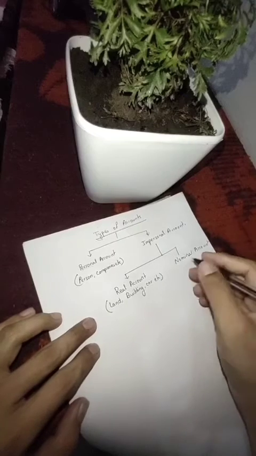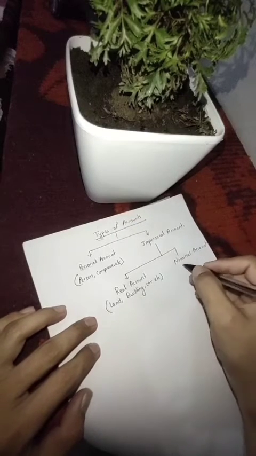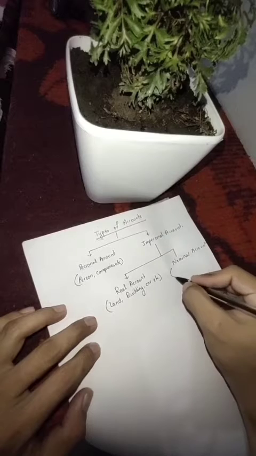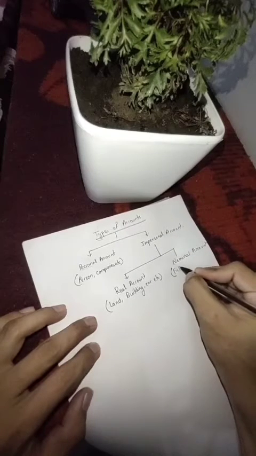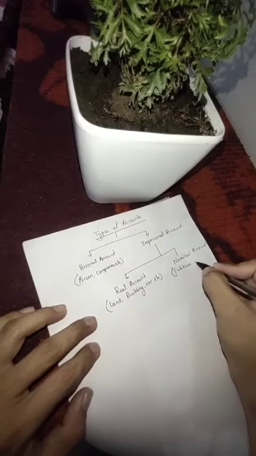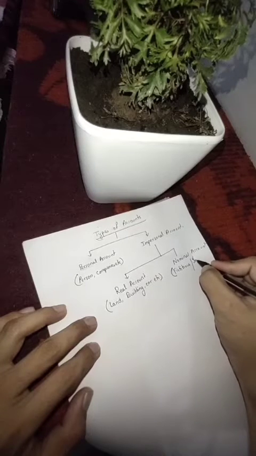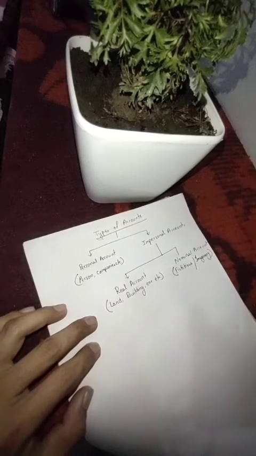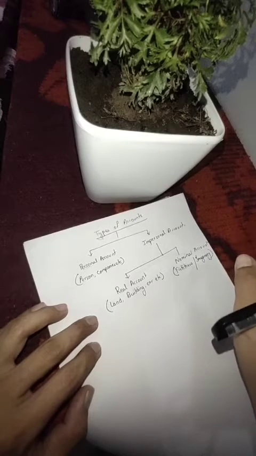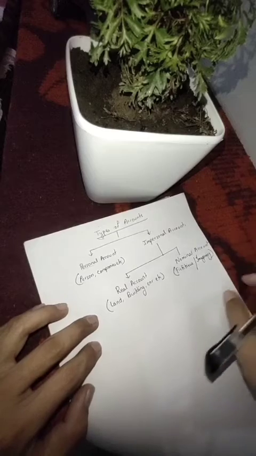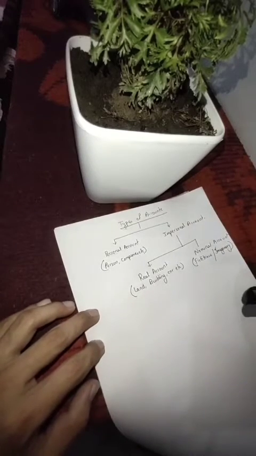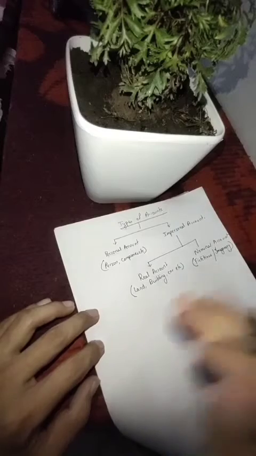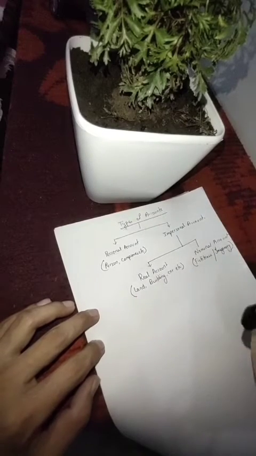Okay, and nominal account. So nominal account means fictitious things or imaginary things, which we can't see, can't touch, can't feel, but their presence is there in the business. So those kinds of things are nominal accounts. You don't need to get confused. You will understand all these types of accounts in the later part of the video.